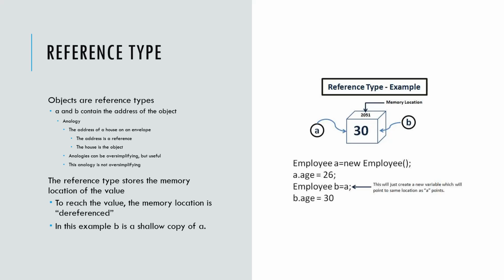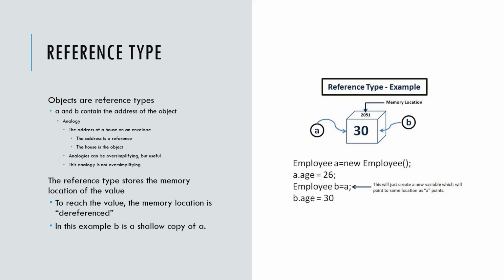Here's an analogy. The address of a house on an envelope. The address is the reference, and the house is the object. Analogies can be oversimplifying but useful, but in this case, the analogy is really not oversimplifying. Employee A here, look at the code here on the right.